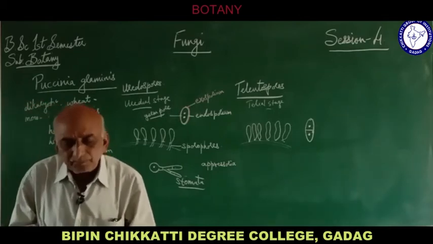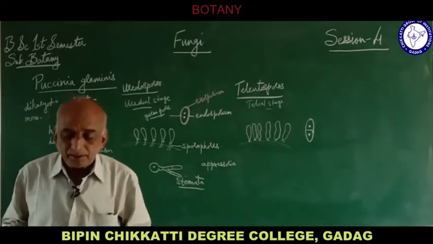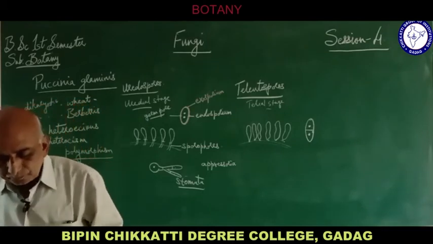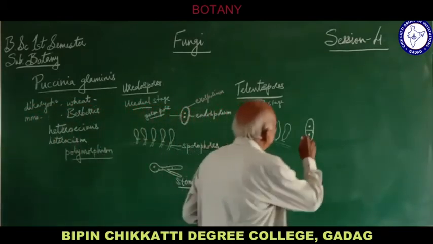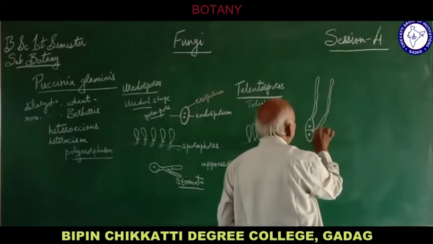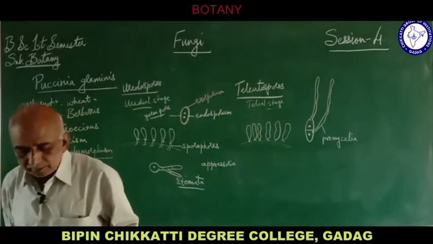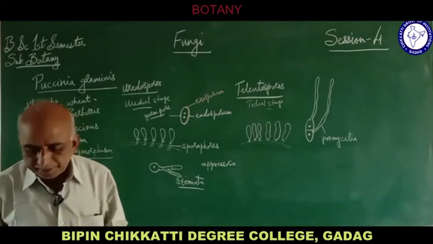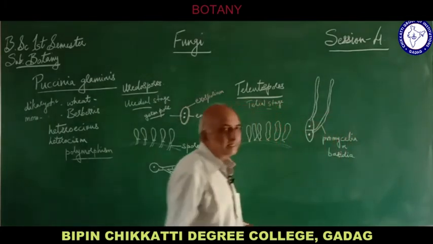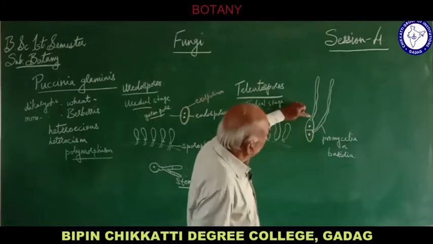So when the teliospores fall on a suitable medium, under favorable conditions, each cell will develop a structure through the germ pore, which is called the promycelium. This forms a structure called the promycelium, like this. Sometimes it is also called by another name, the basidium. So the basidia are produced from each cell through the germ pore.